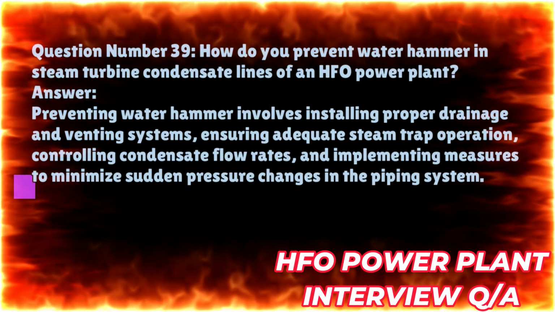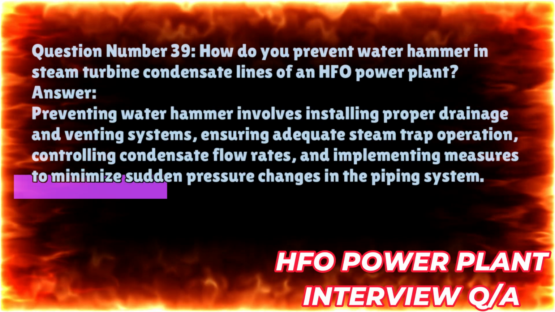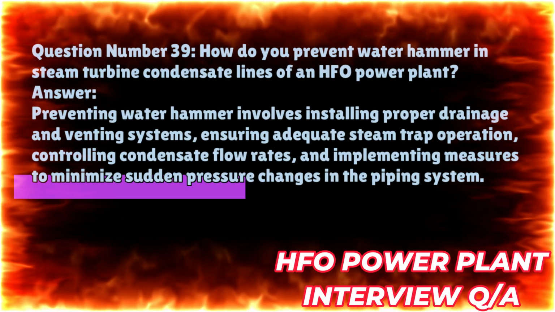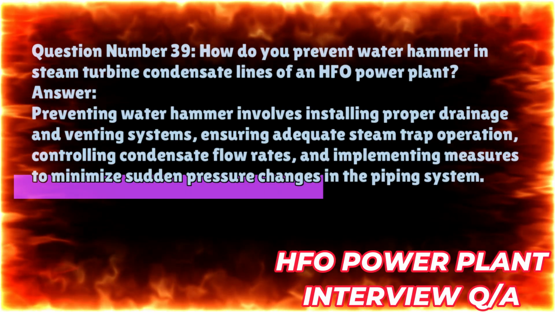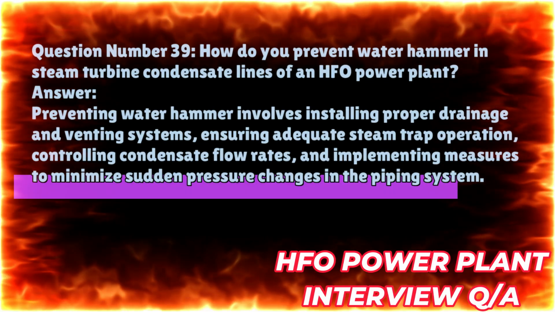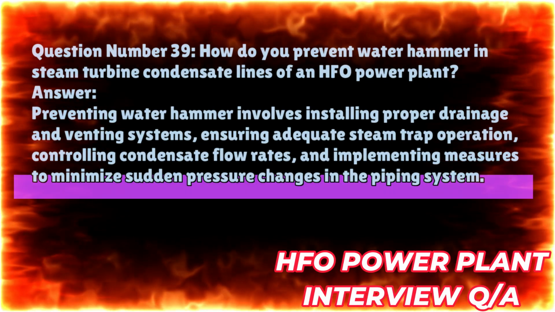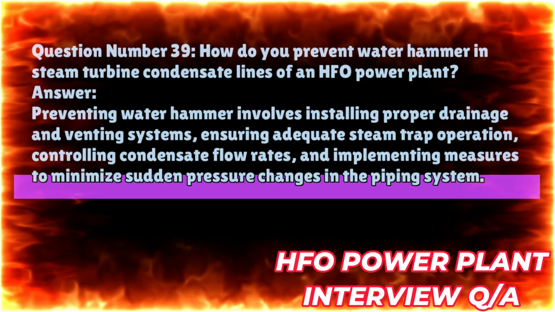Question number 39. How do you prevent water hammer in steam turbine condensate lines of an HFO power plant? Answer. Preventing water hammer involves installing proper drainage and venting systems, ensuring adequate steam trap operation, controlling condensate flow rates, and implementing measures to minimize sudden pressure changes in the piping system.